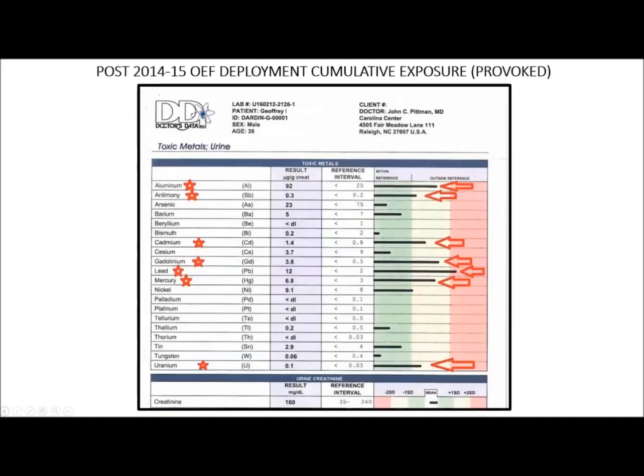All right, deployment cumulative exposure. After being deployed 3 trips, it was decided that we should do some third-party testing just to confirm what all the other labs in the military and the Cleveland Clinic were showing. So I went to a clinic up by UNC for third-party testing. They ran more. This was provoked. And all the same metals that have been showing up in my labs were there, and they all exceeded toxic thresholds and showed body burden, or accumulation over time.